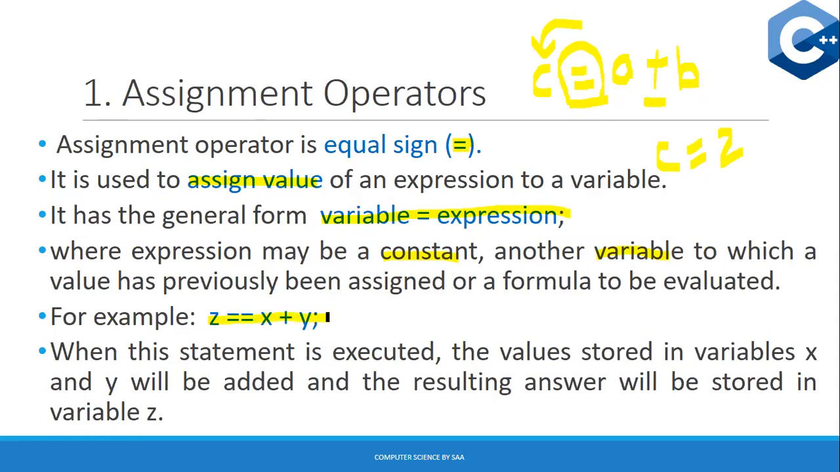Here we are having another example, z = x + y. Here we are having a typing error of double equal sign, and this is a typing mistake. Simply it is as z = x + y. When this statement is executed, the values stored in variable x and variable y will be added and the result will be stored in the variable z with the help of the assignment operator. So there is only one assignment operator that we have and use in C++ programming.